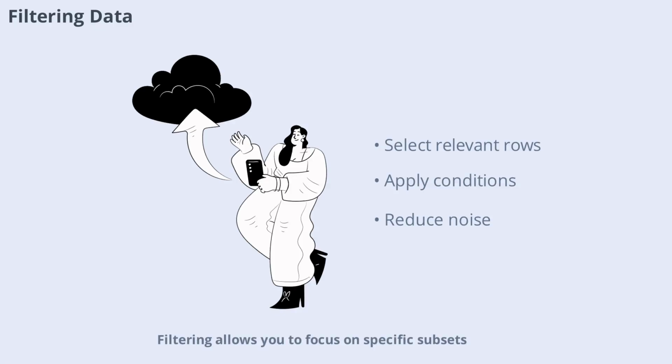Filtering allows you to focus on specific subsets of your data that are relevant to your analysis. You can filter rows based on conditions, such as date ranges, categories, or numerical thresholds. This step helps you eliminate noise and concentrate on the most important information. Effective filtering streamlines your workflow and improves the quality of your insights.